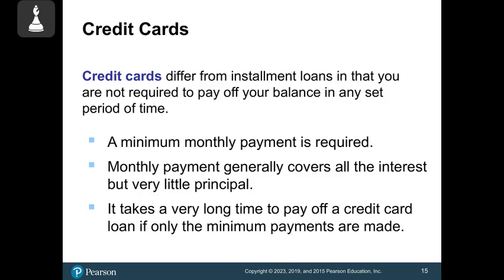So that means it's going to take a very long time to pay off a credit card if you're only going to make minimum payments. What you can do is set yourself a time period you'd like to pay it off. Use the formula or website that we just discussed, and then you can figure out a monthly payment that will pay off that credit card in the time frame you set for yourself.